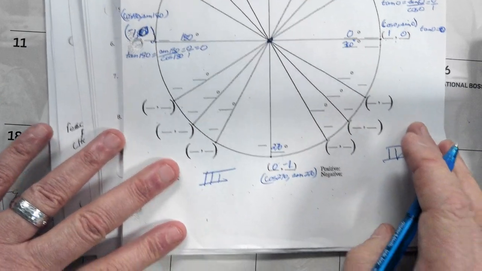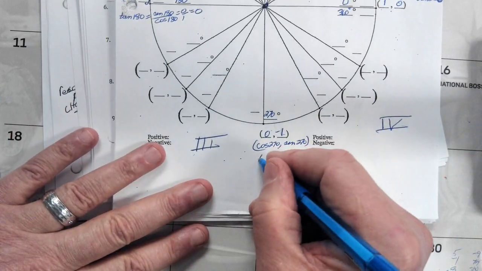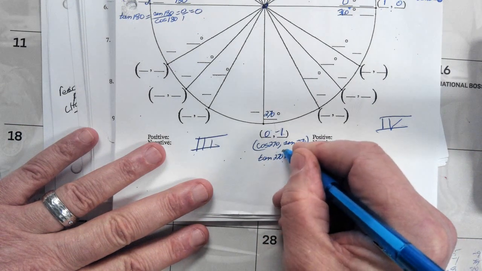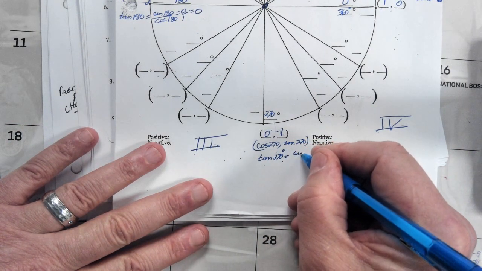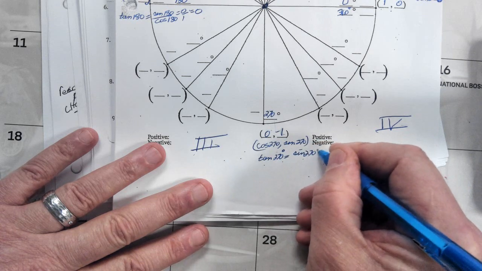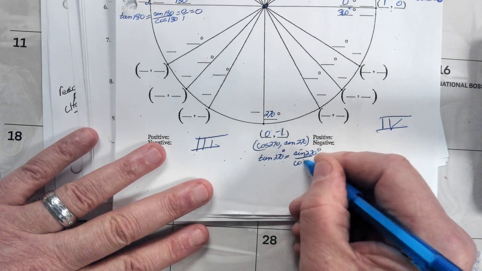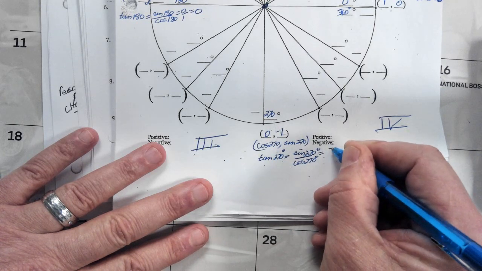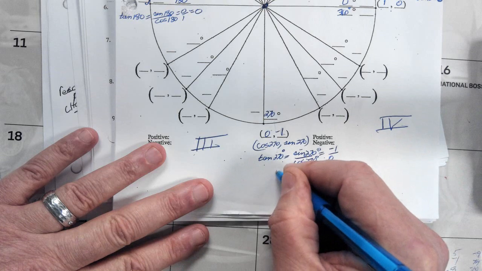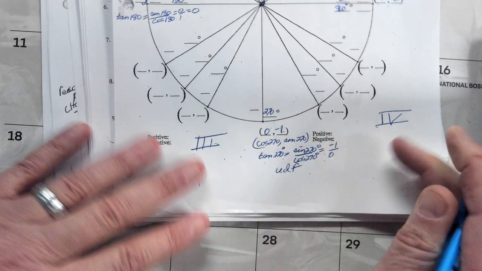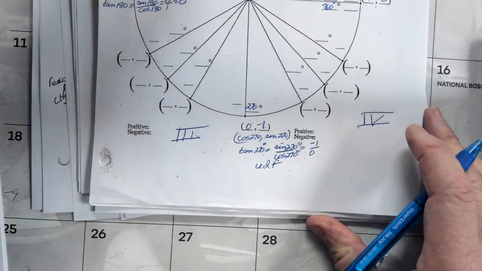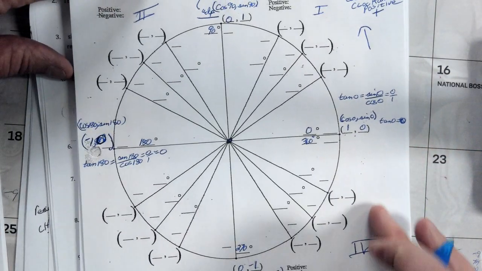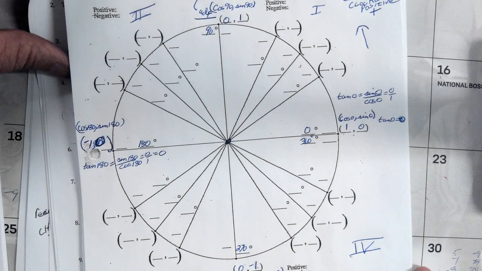Then finally, you have to do the tangent. The tangent of 270, that's called the sine of 270 over the cosine of 270, which is, again, negative 1 over 0, which is undefined, because you can't divide by 0. I write UDF. So what we're doing today is we're labeling the whole circle now.